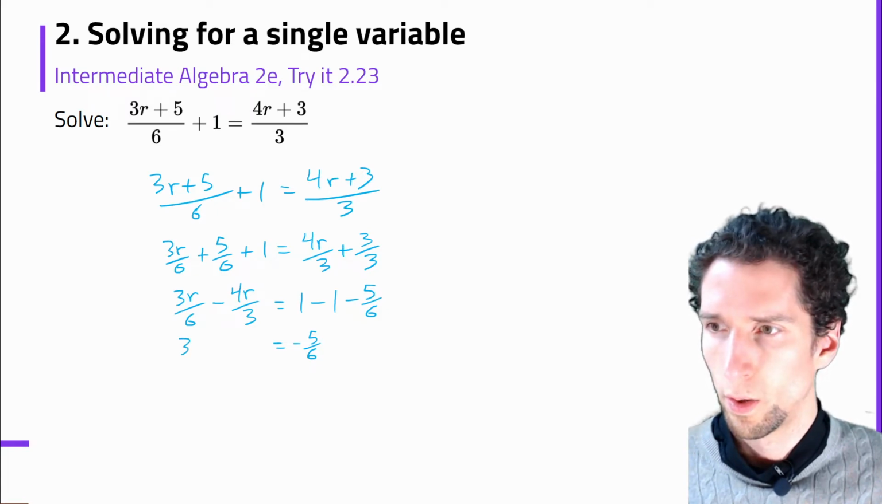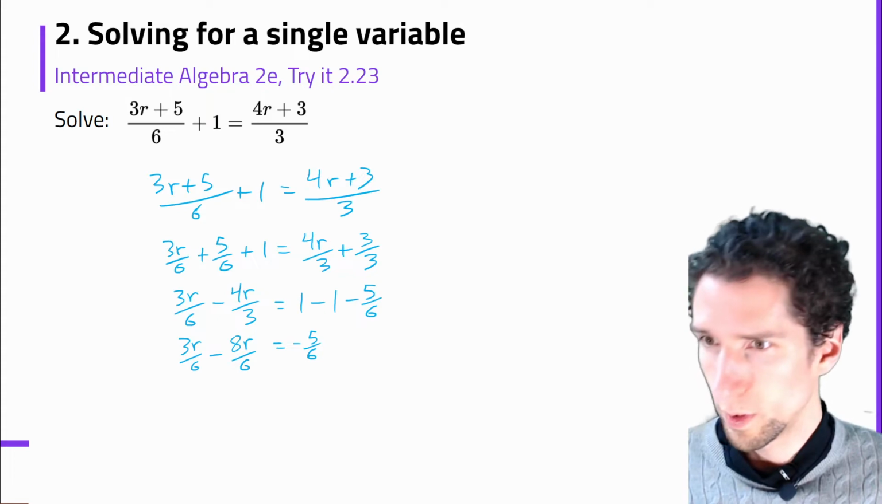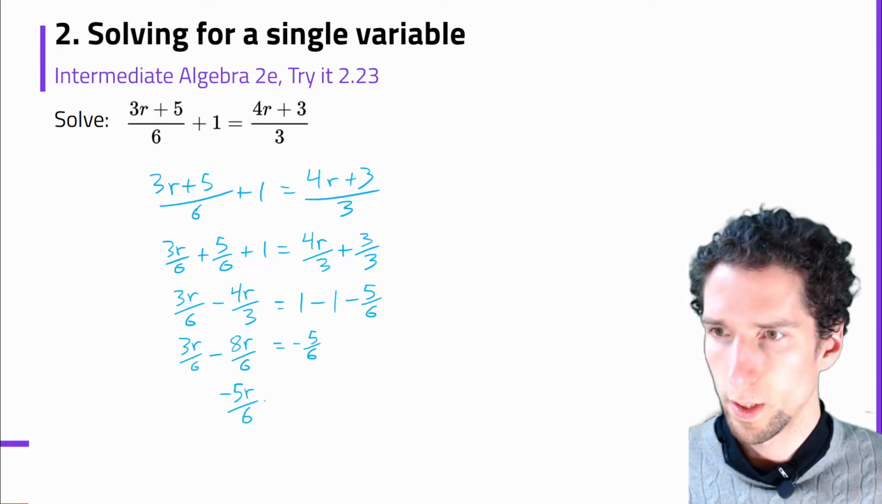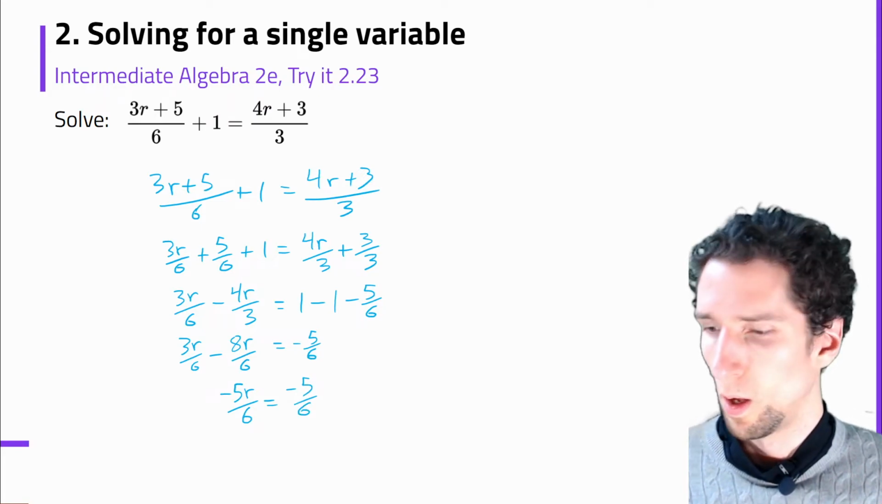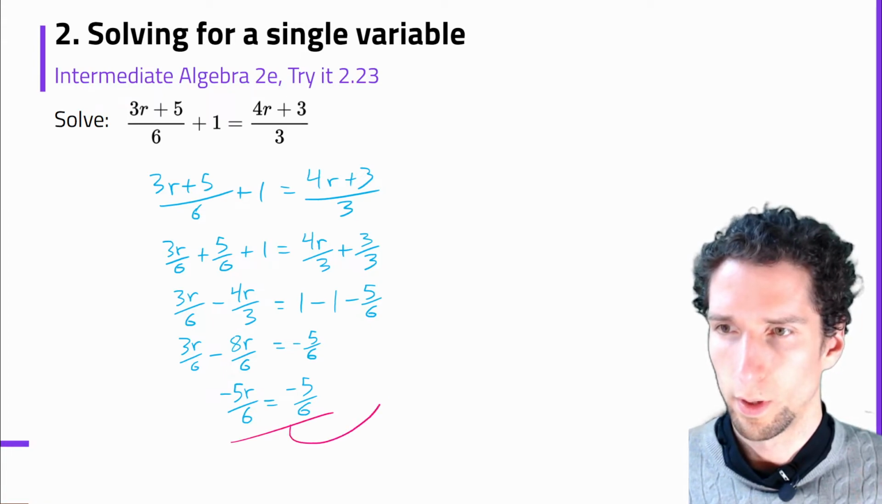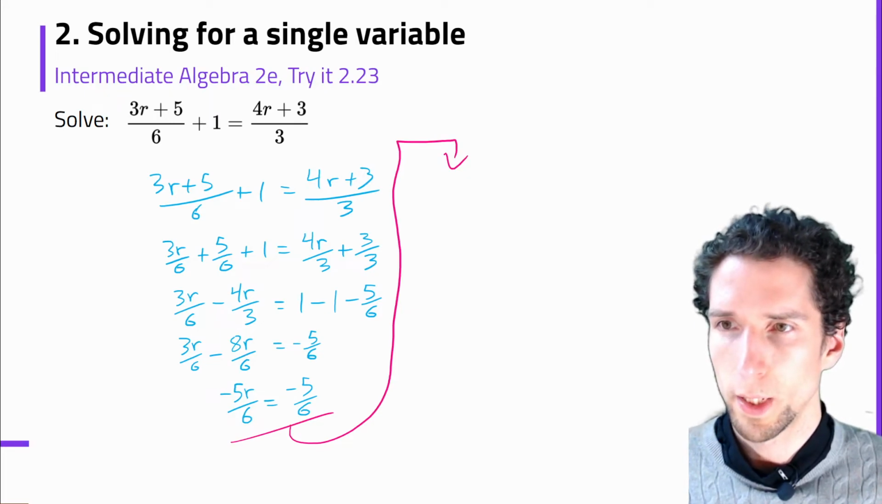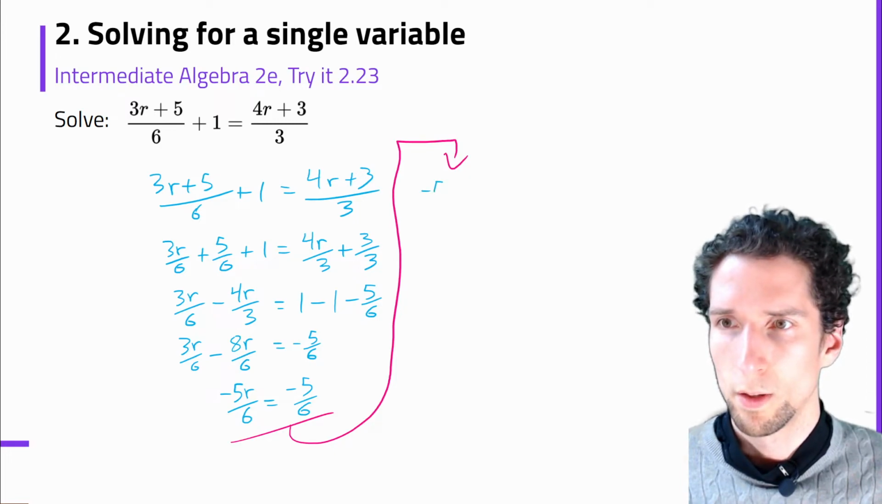So 3r over 6 minus 8r over 6. Now we can subtract those directly, and we will get negative 5r over 6 and negative 5 over 6. Running out of space, haven't had that happen yet. Okay, so I'm going to multiply both sides by 6, which just eliminates the fraction there at the bottom. So negative 5r equals negative 5.